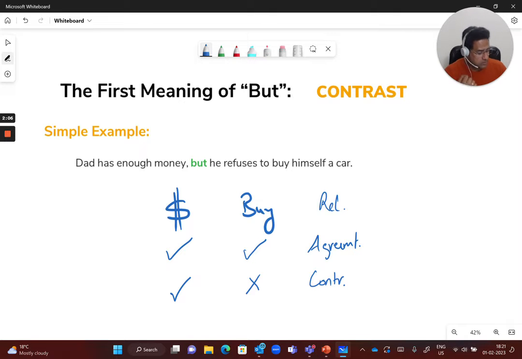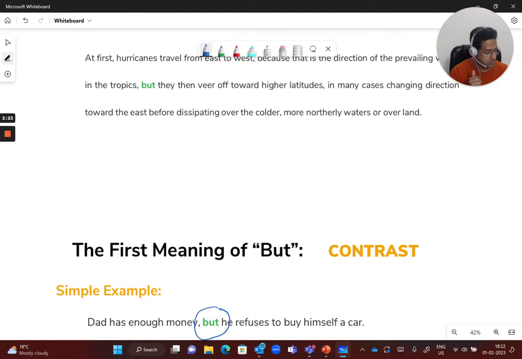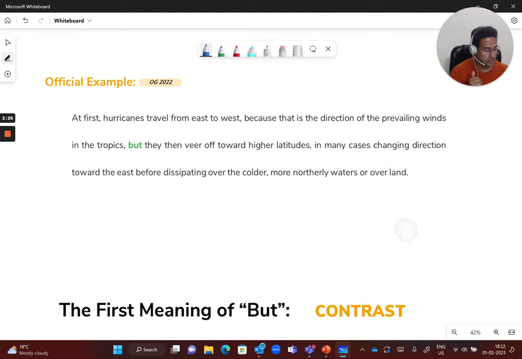Now in English, we express agreement with the help of words like and, disagreement or contrast with the help of words like but. And that's exactly what we see in this example sentence. Now let's look at an official sentence which incorporates this meaning of the word but.